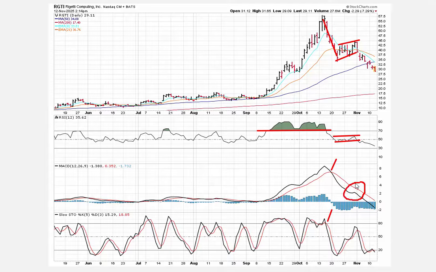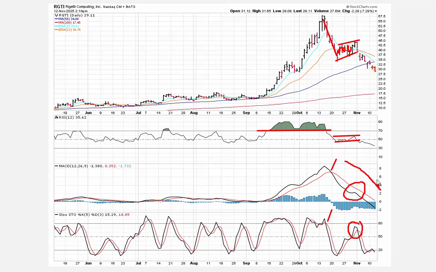MACD makes no attempt to cross back up, and as a timing mechanism, there you go. Okay, so if you're looking at this thinking, well, when do I go short? Or, if you go short, when do I do that? Should I go short here? Should I go short here? Like, where do I go short?